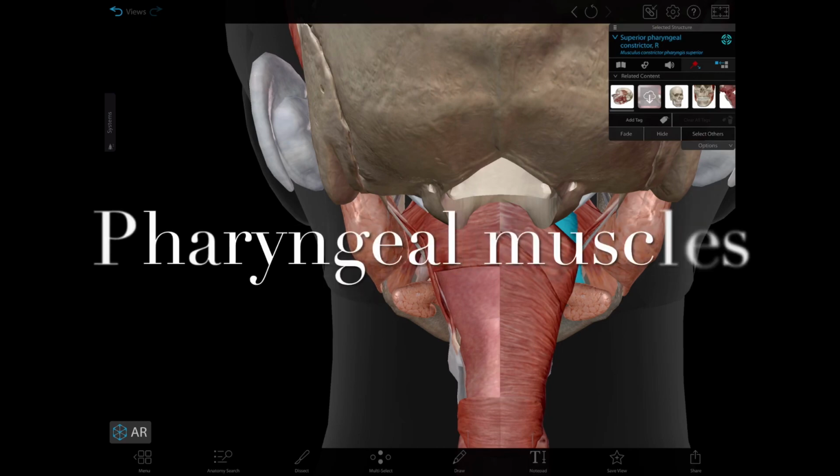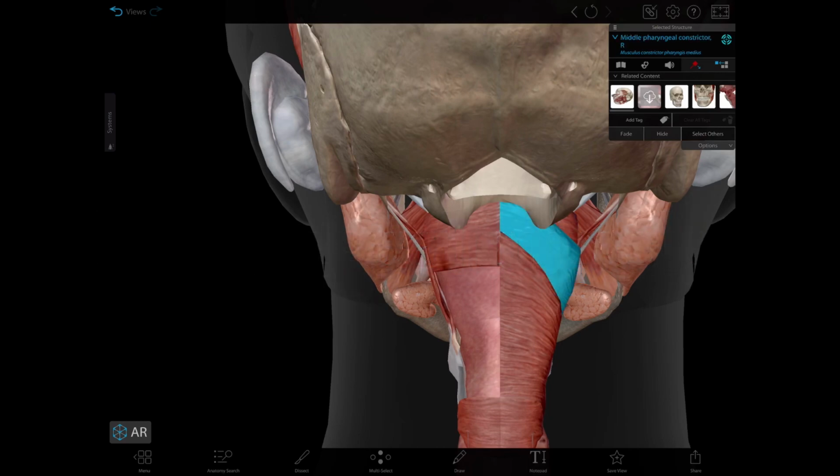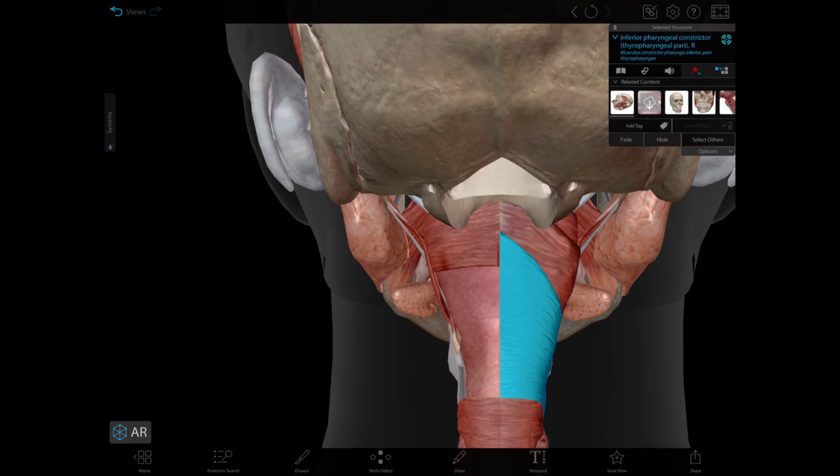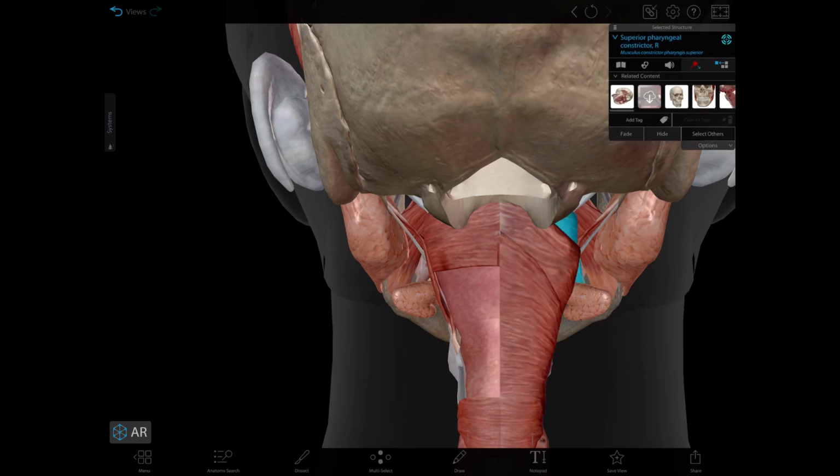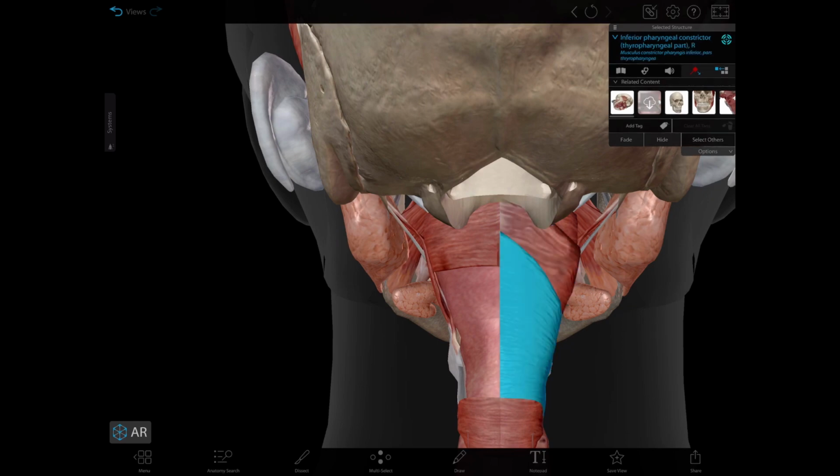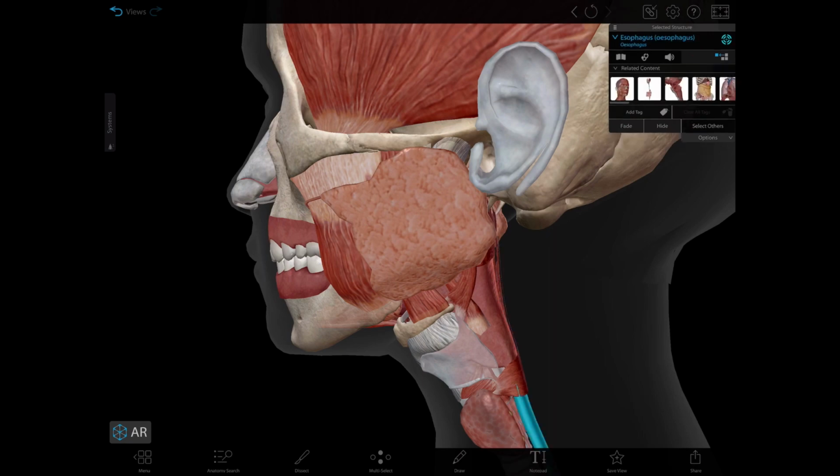Here's the superior pharyngeal constrictor. Here's the middle pharyngeal constrictor. And here's the inferior pharyngeal constrictor. They are arranged like a stack of three glasses. Like I said, the superior constrictor is partly overlapped by the middle constrictor. And this middle constrictor is partly overlapped by the inferior constrictor. These are going to constrict the pharyngeal wall during swallowing to help propel the bolus of food downward to the esophagus.